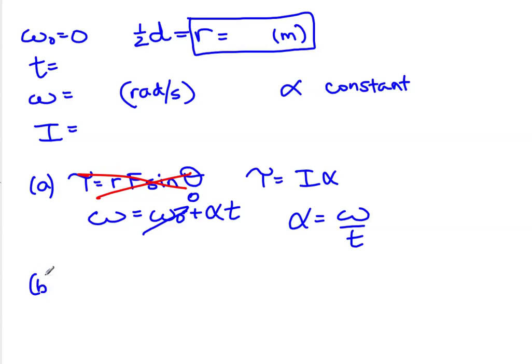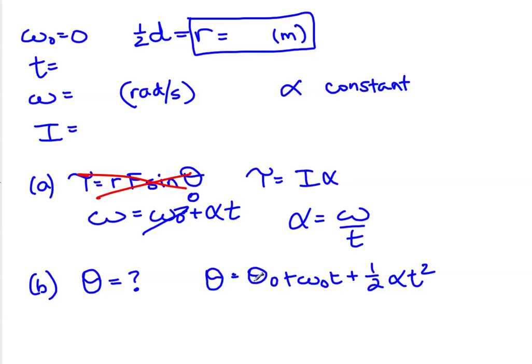So that was easy. And now for part B, they want to know how many revolutions. Remember, the revolutions is theta. So we're going to have to find the theta. And the first equation I think of for finding theta is theta equals theta naught plus omega naught t plus 1/2 alpha t squared. Well, we can almost always make theta naught 0. And we know from way up here that omega naught is 0. So that means our theta is just 1/2 alpha t squared. And we've just calculated alpha from part A.